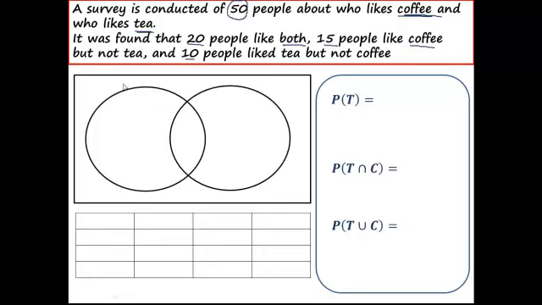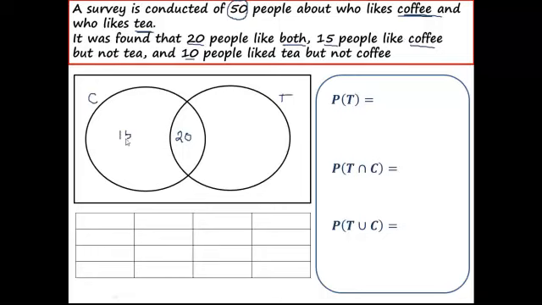Okay, so let's see if we can fill in our Venn diagram. First, we need to label our circles with what we're actually measuring. So we're looking at who likes coffee, so I'll put a C here, and who likes tea. Now, like I said, always start with the middle. That is the people that like both. So in this case, 20 people liked both, so I'm going to put 20 in the middle. Now, the next bit of information I got was 15 people like coffee, but not tea.